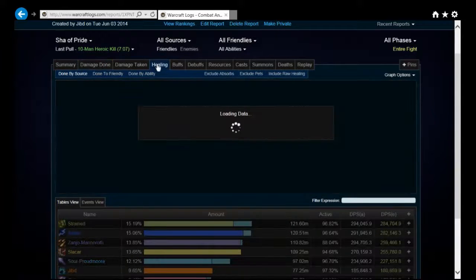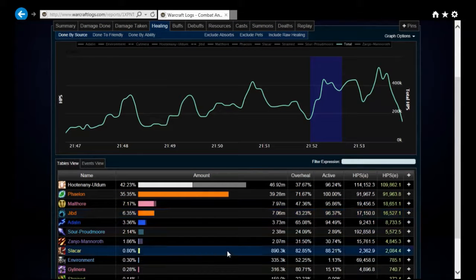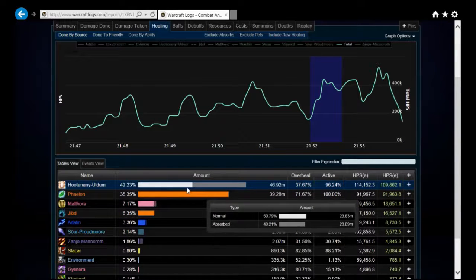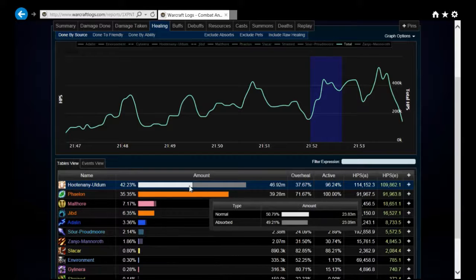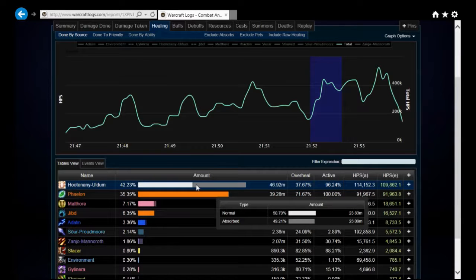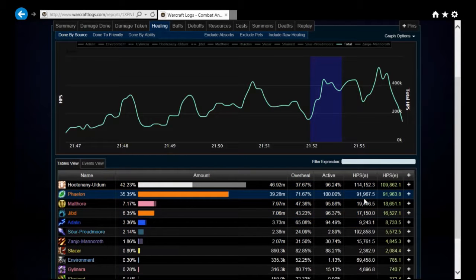All right, now we're going to look at healing really quick. And what I love about Warcraftlogs is it will show you absorbs and raw heals on the same line and show you what percentage those were. So when I look at Hootenanny here, I can tell that 49% of his healing was absorb healing, and then 51% was raw healing. Again, you get your active time. What is the time that person is actually actively healing? You get your overheal percentages, your heals per second, and your effective heals per second.